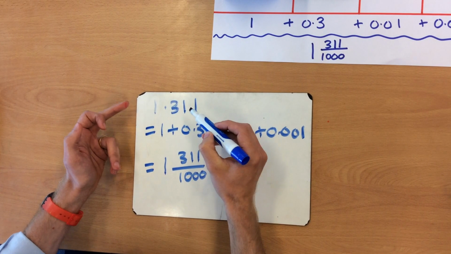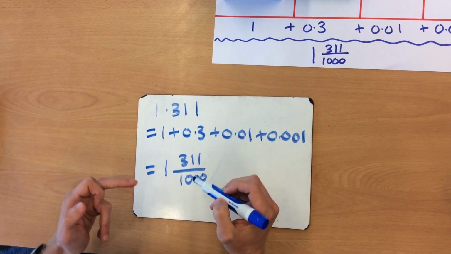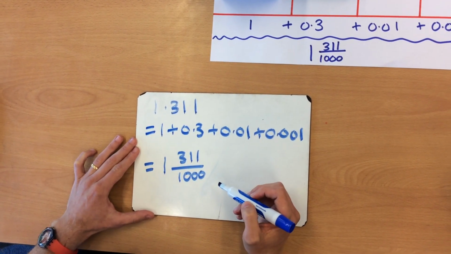So there you are, Year 5s. That is converting a decimal with thousandths into a fraction, and using the expanded decimal system as well.